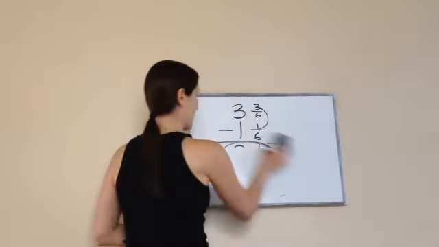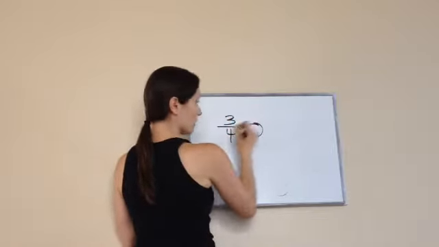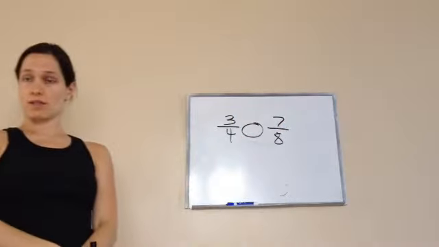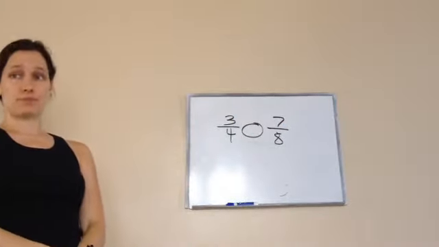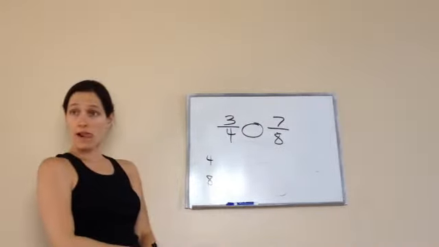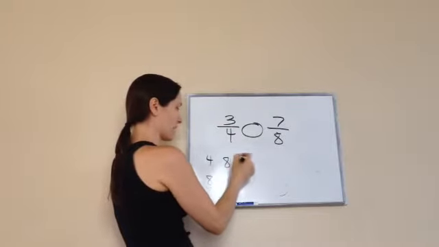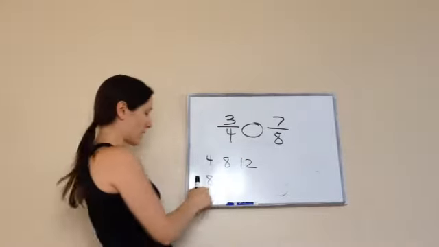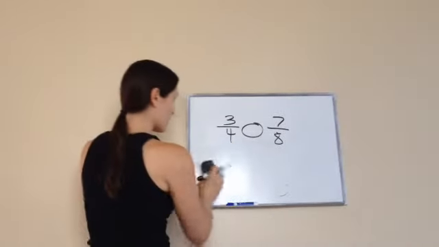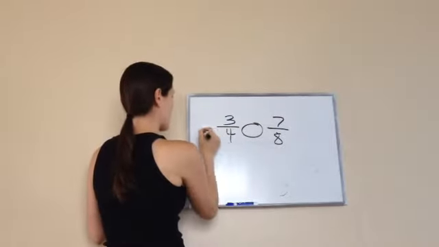All right. Now, sometimes you're going to have to compare. 3/4 compared to 7/8. And we have to get the same denominator, don't we? We do. So, 4 and 8. 4 times 1 is 4. 4 times 2 is 8. 4 times 3 is 12. 8 times 1 is 8. So, we don't have to do anything to this one, right? It's already 8. So I'm going to move this one and make it 8.